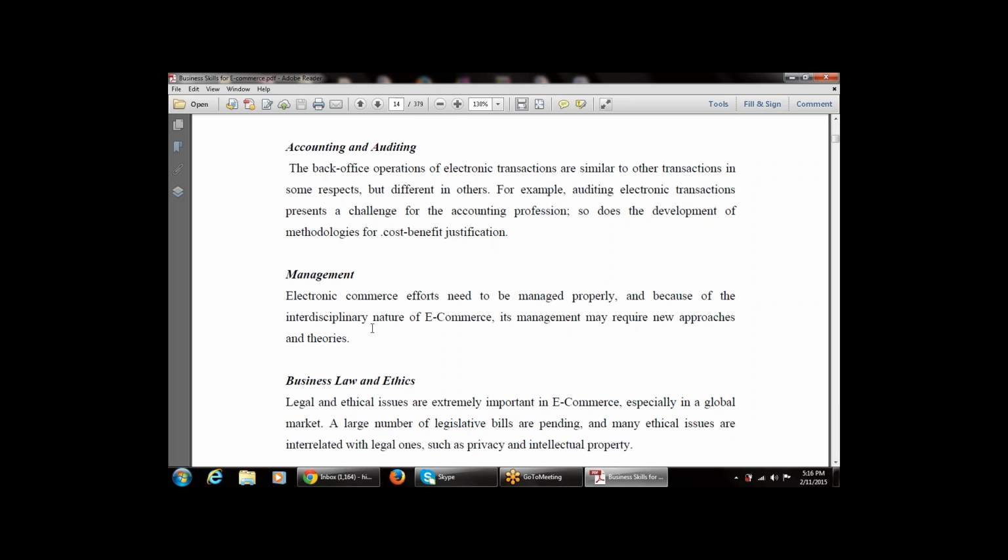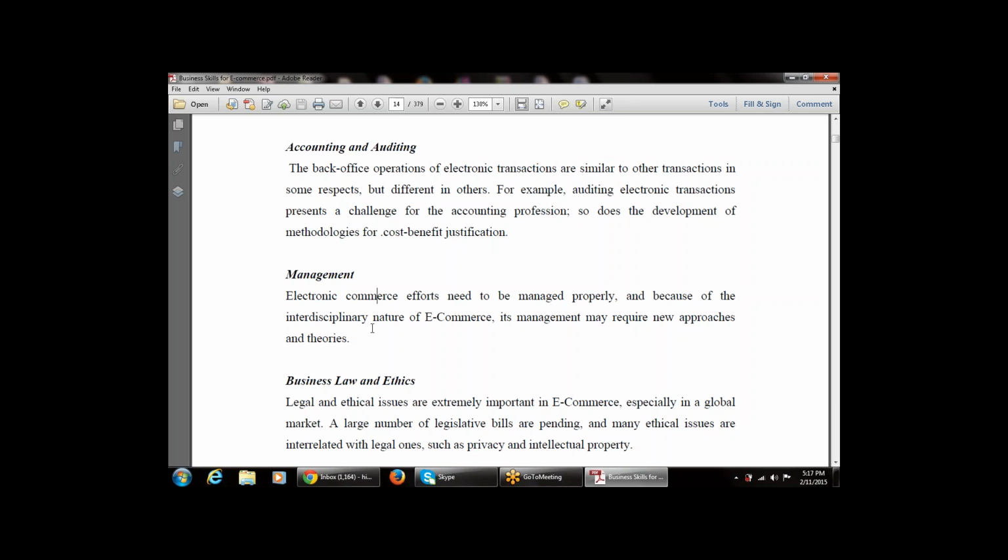Then the next one is business law and ethics. That is, business laws are available and ethics are also available. This says legal and ethical issues are extremely important in e-commerce. Whenever we use e-commerce, there are rules, regulations, and legal and ethical issues that are extremely important, especially in a global market. A large number of legislative bills are pending, and many ethical issues are interrelated with legal ones, such as privacy and intellectual property.